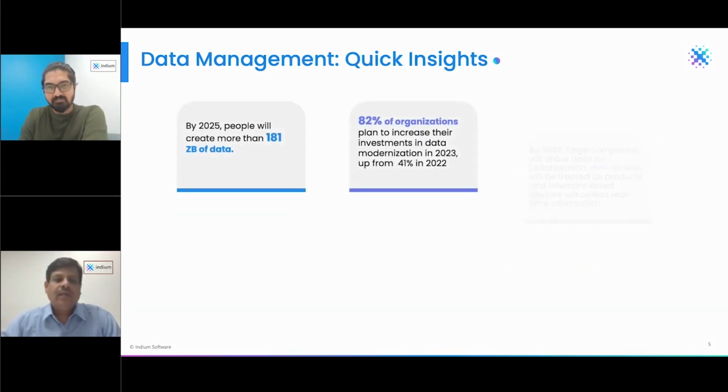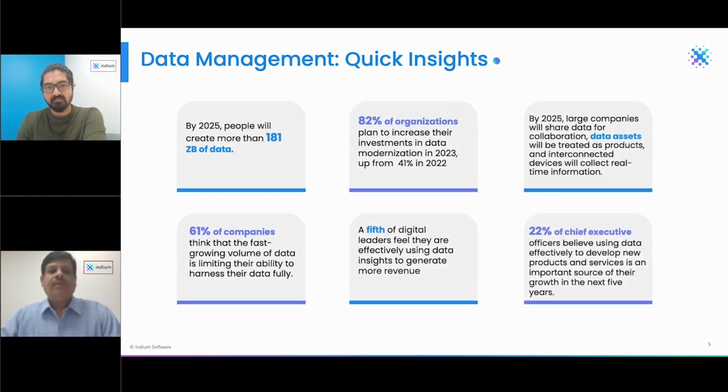Let me quickly take you through some quick insights from data and analytics industry trends around data management. By 2025, people will create more than 181 zettabytes of data. 82% of organizations plan to increase their investment in data modernization, which is 41% up compared to 2022. By 2025, large companies will share data for collaboration. Data assets will be treated as products and interconnected devices will collect real-time information.